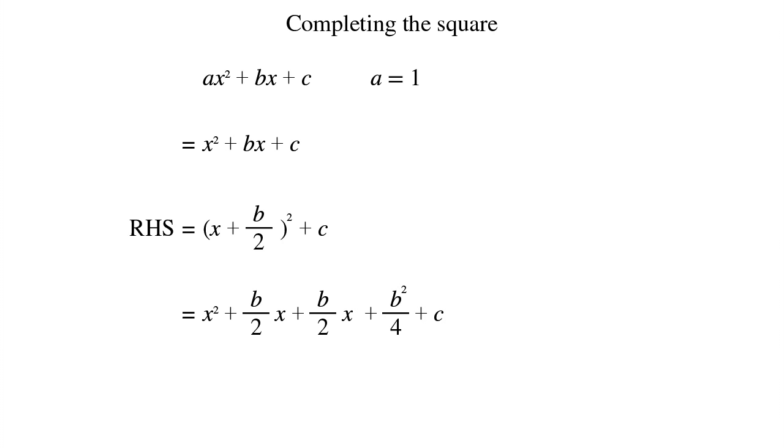Let's rearrange and simplify this. We have x squared plus b over 2x plus b over 2x, which is bx, plus c plus b squared over 4. So we note two things. Firstly, we see why we have to divide b by 2 when we put it in the brackets. Secondly, we see that the brackets give us this extra term b squared over 4. So, on the right hand side, we have to minus the term off, so we write minus b squared over 4 at the end. The two expressions are now equal.